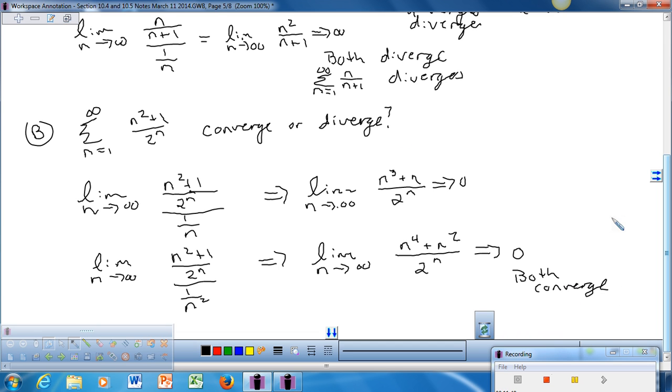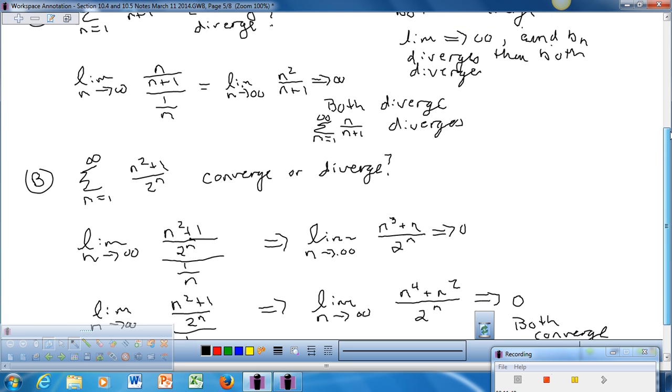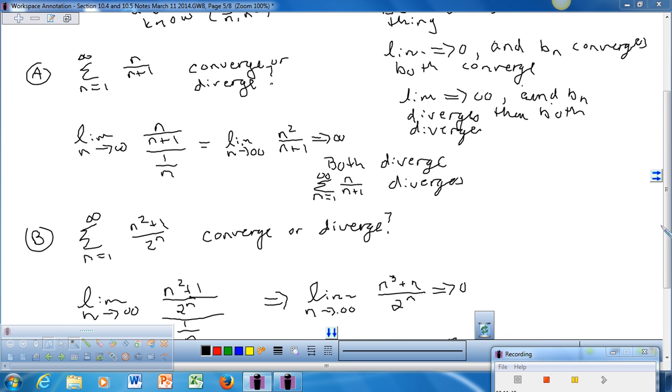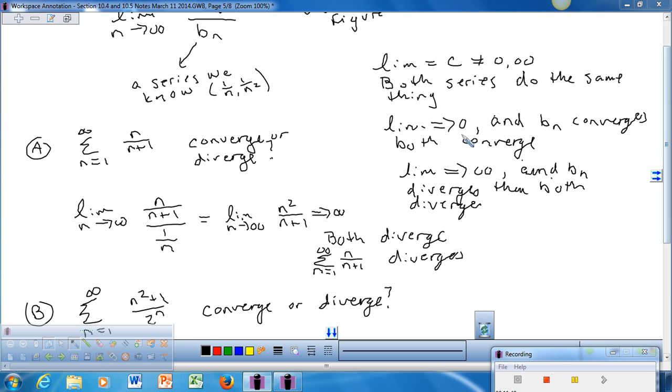Okay? So we've looked at the second and third conditions that can happen, if it comes out to be 0 or it comes out to be infinity. If it comes out to be a number, then they both do the same thing. Okay? Questions on limit comparison?